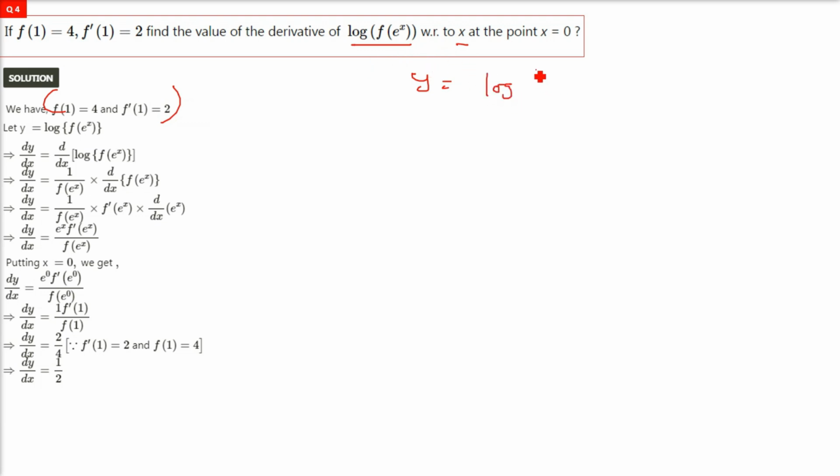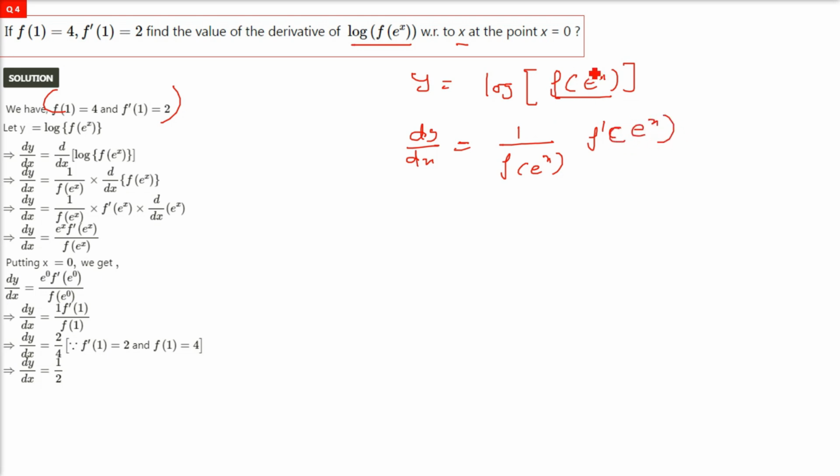So y is equal to log of f(e to the power x). dy by dx is simply, log of anything will be 1 by that thing, so 1 by f(e to the power x). Now the differentiation of f(e raise x) will be f'(e to the power x). Now the differentiation of e to the power x will be e to the power x only. Three things here: f(e raise x), f'(e raise x), e raise x.